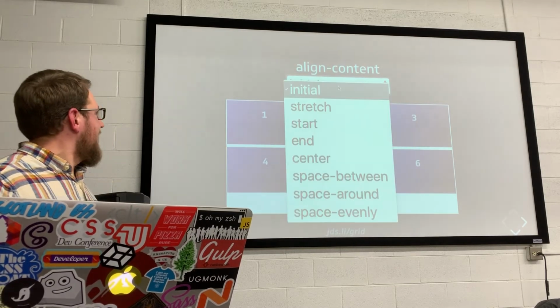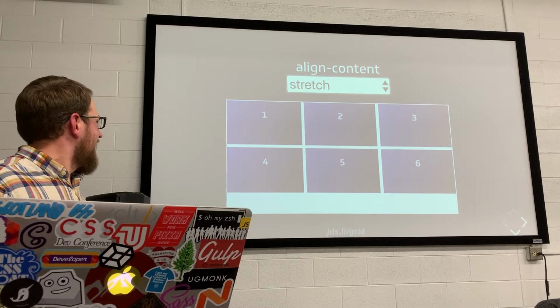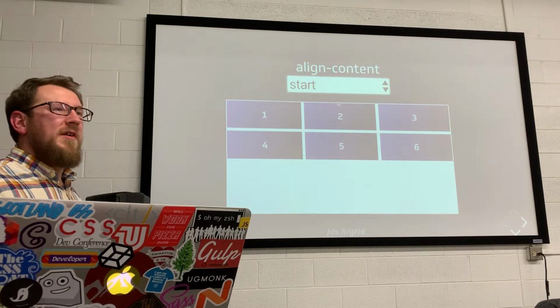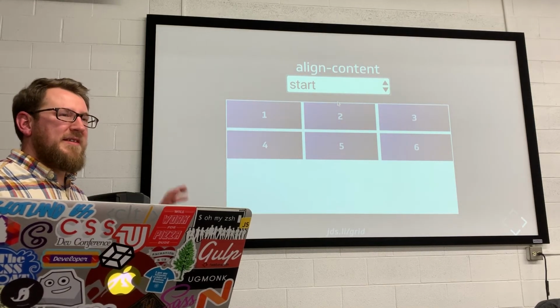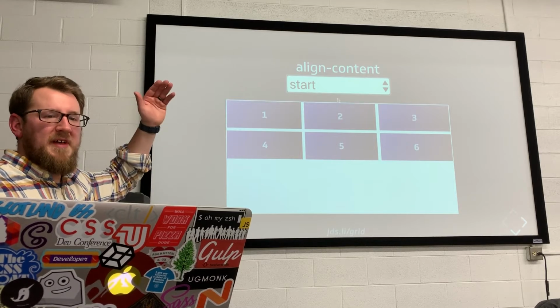Initial just has everything up at the top. Stretch behaves the same way. Again, I've got a fixed height in these. Sorry, there's a gap at the bottom that doesn't go away. But if we do start, now all of our rows are the smallest intrinsic height for their child elements, and they've all shifted to the top.